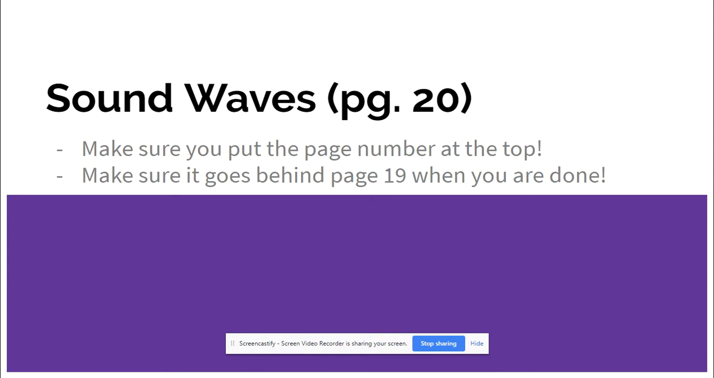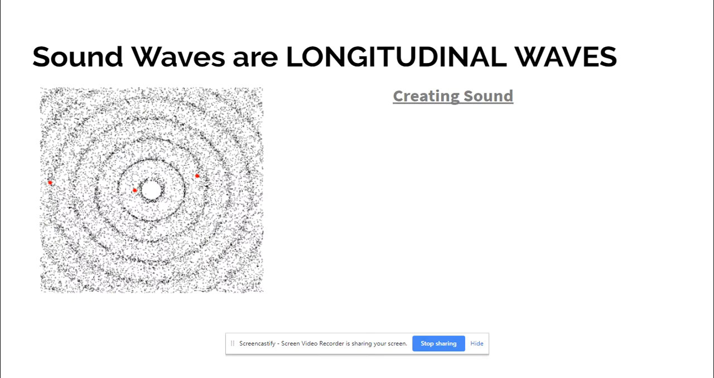So sound waves. First, let's take a look at them. Sound waves are longitudinal waves. What you're seeing here is a picture of air molecules. Now, where do you think these sound waves are traveling? Are they traveling in one direction or are they traveling in every direction? Well, it seems to me that they're traveling in every direction. That makes a lot of sense.